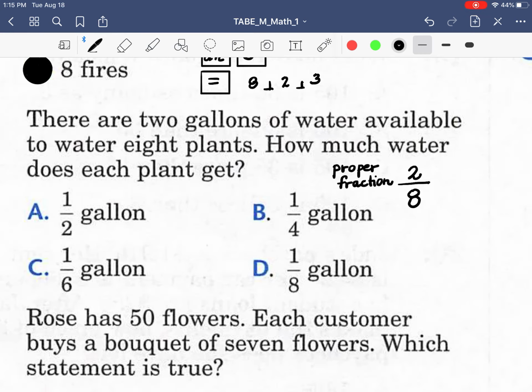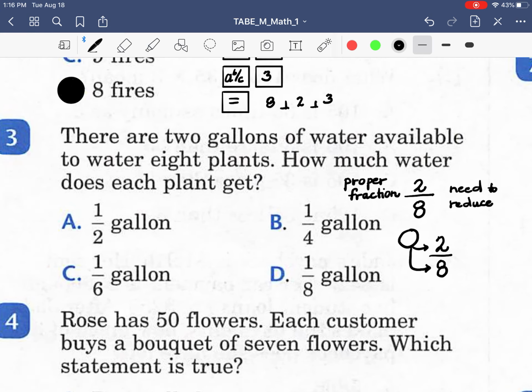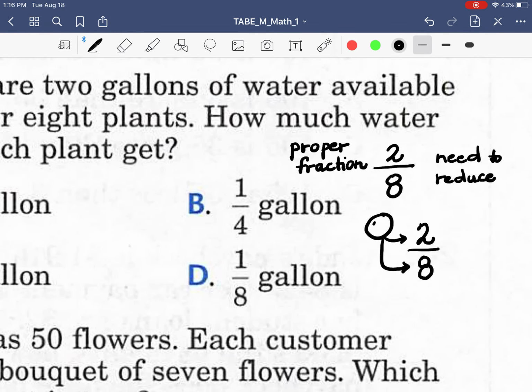But you notice that my answer's not here. 2/8 is not one of my choices. We don't have to do the division, but we do need to reduce this fraction to lowest terms. So let me show you how to do that. You're going to take your 2/8 and divide it by one number. It has to be the same number, top and bottom. I'm going to use a 2 because other than a 1, which wouldn't help me, a 2 is the only thing that I can use.